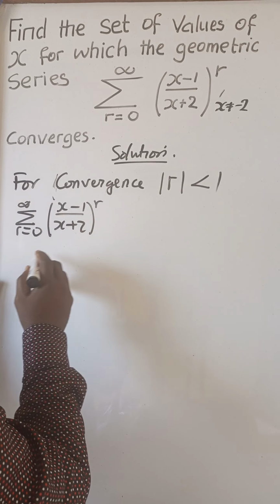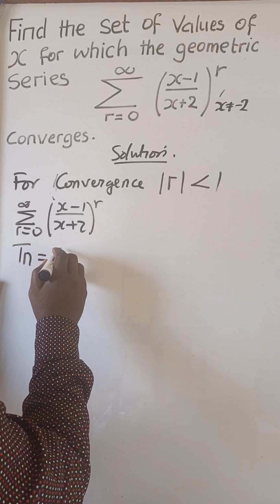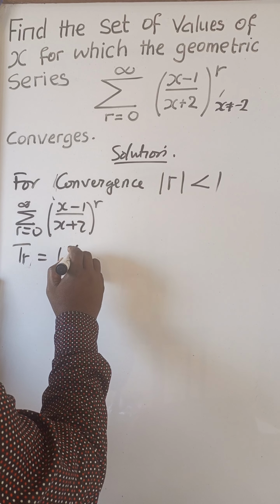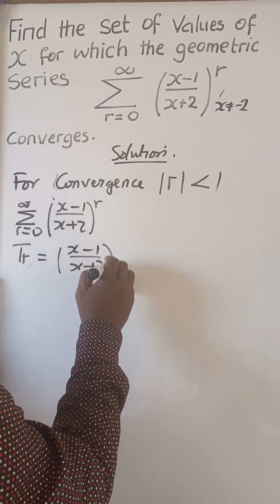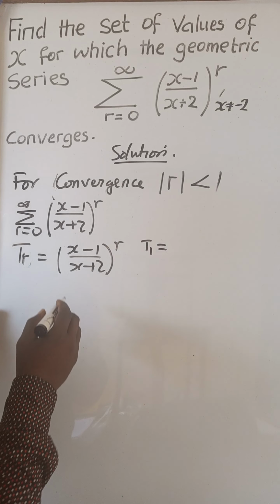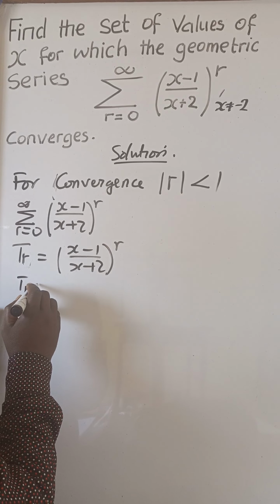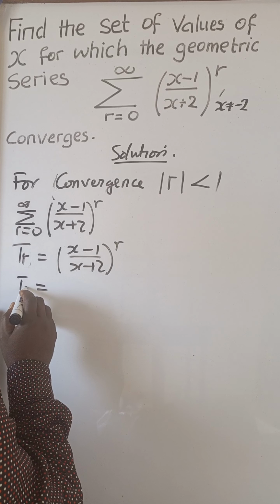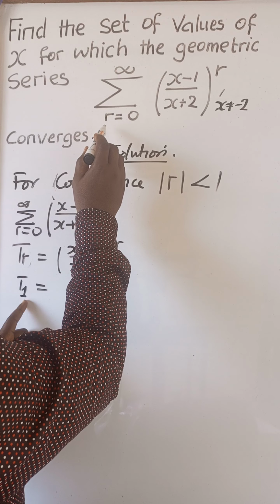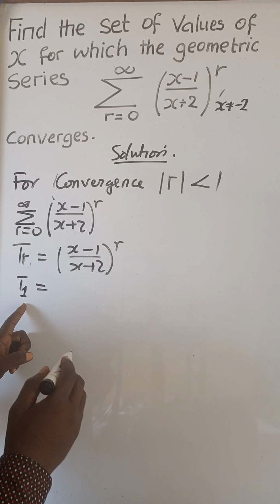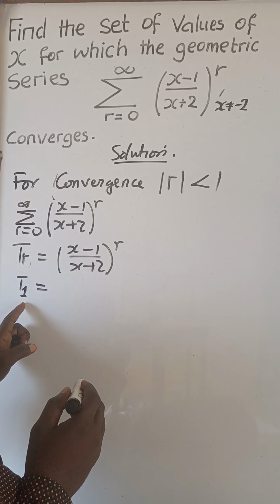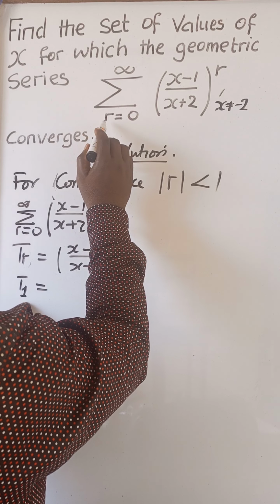Okay, this is a series. The general term of this series, Tn or Tr, is ((x − 1)/(x + 2)) all raised to the power r. So let's see what our T1 will be. T1 here simply means the first term. We look at where r starts. r starts from 0, so our first term is when r is 0. We should not make the error of saying T1 means r equals 1. r starts from 0.